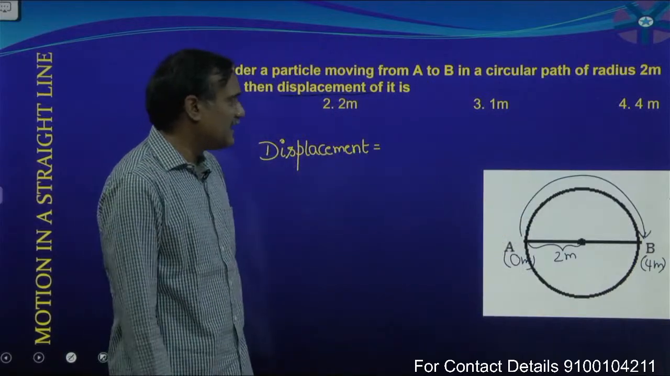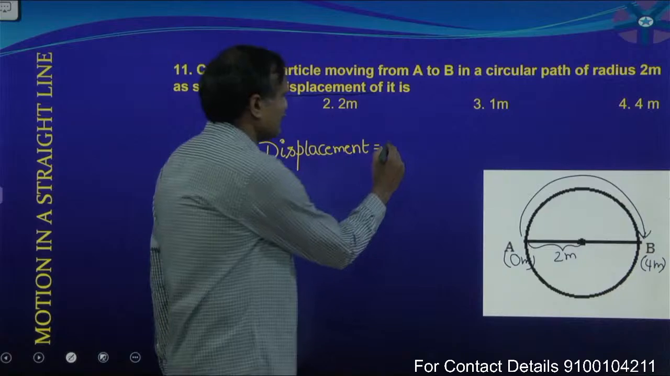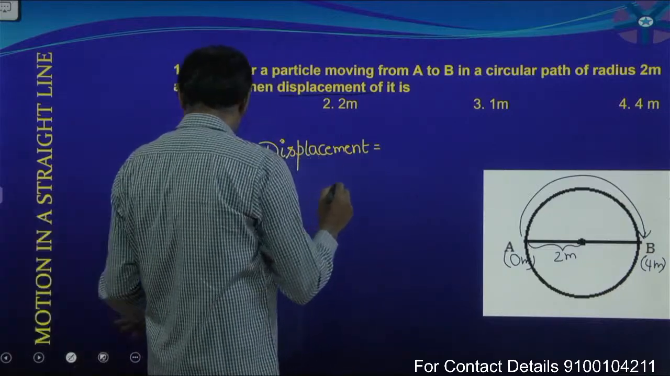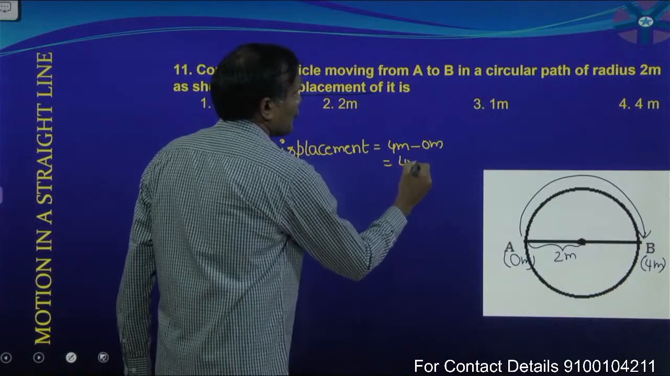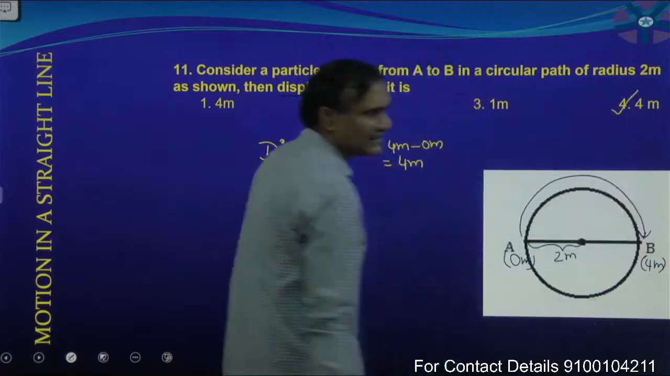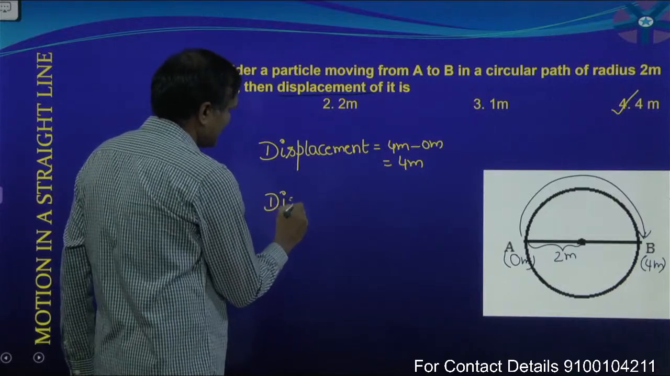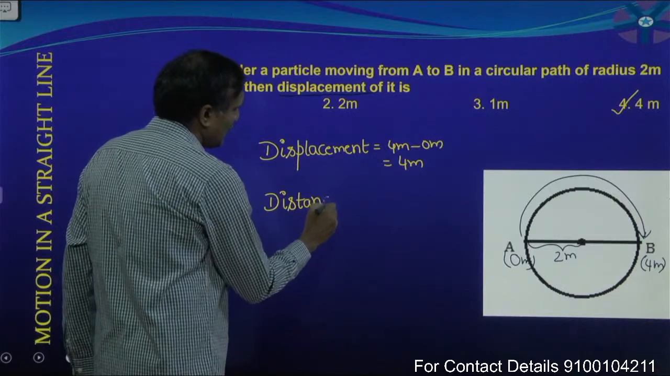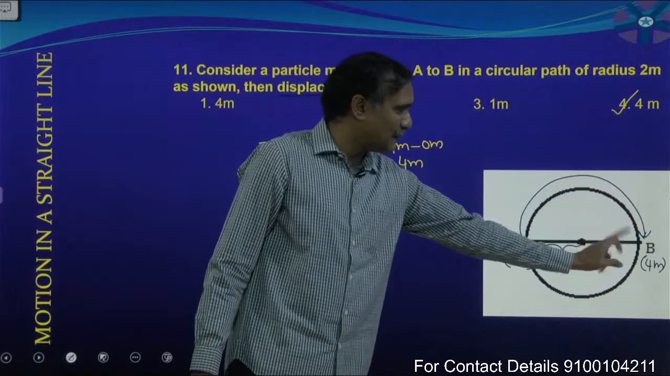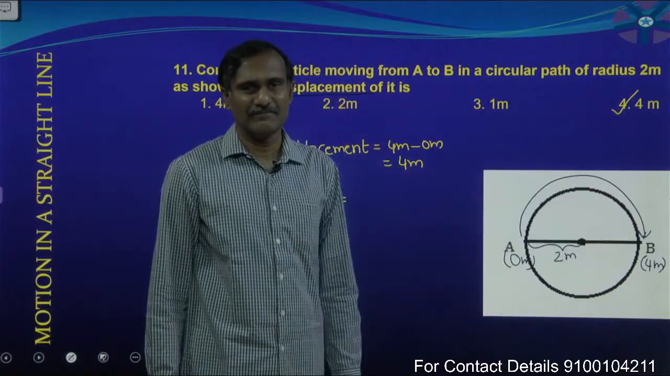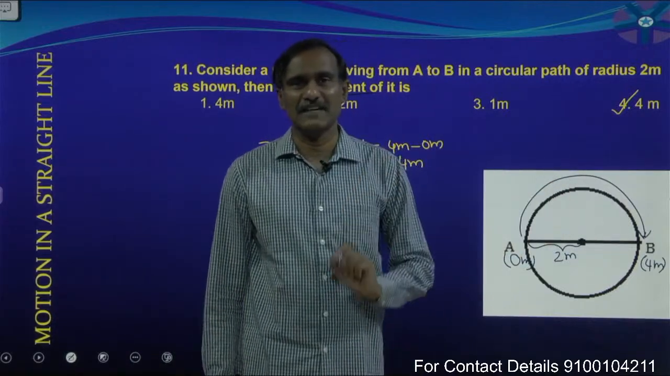Therefore, displacement means final position minus initial position. That is 4 meter minus 0 meter, which is equal to 4 meter. This is the answer. Now, you tell me what is the distance travelled by the particle. Here in this question it is not given, but I want to calculate distance also. Here we are going to calculate the actual length of the path travelled by the particle.